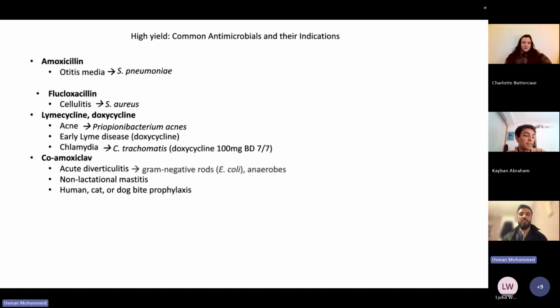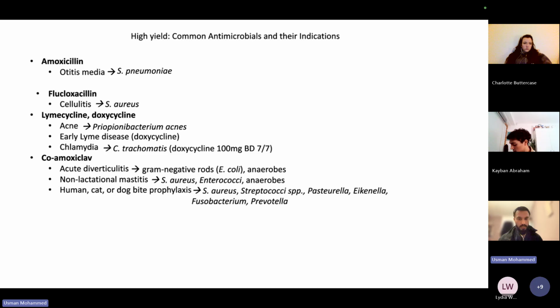Right. So this was a bit difficult. Gram-negative, so E. coli is the most common causative agent for non-lactational mastitis. Several organisms rather: Staph aureus, Enterococci, and anaerobes, and some weird and wacky ones for human, cat, and dog bites, as you can imagine. But Staph aureus and strep species.